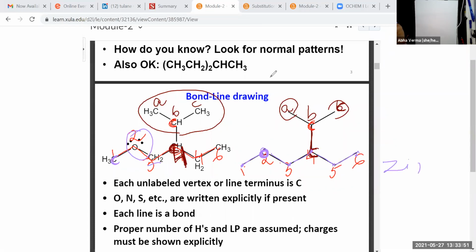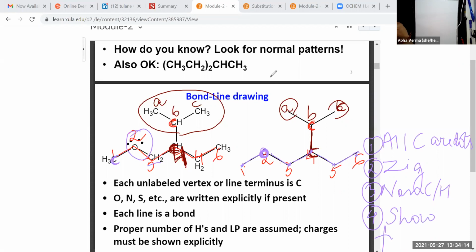Remember to use the zigzag notation for your bond line. All the non-carbon and hydrogens have to be labeled. All the carbons are dots. Another rule that I want to introduce right now for your bond line structure is you have to show your formal charges and lone pairs. Always make sure that you show that. So with oxygen, you must show both the lone pairs.